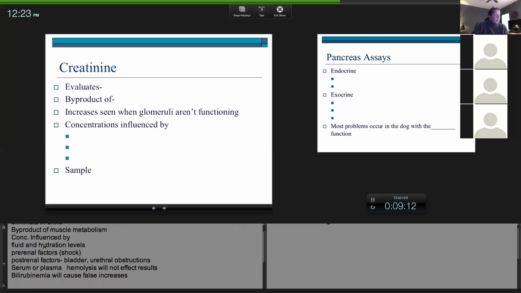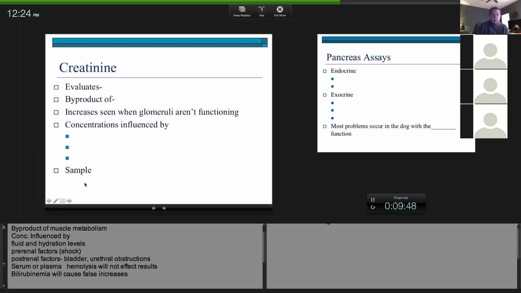Fluid and hydration levels can always influence these kidney values. So you evaluate for dehydration, also for overhydration, but also shock, and potentially bladder and urethral obstructions. Anything that obstructs the tube leaving the kidney can cause a backflow. Remember, urine shouldn't go backwards into the kidney, but if it does, that's going to affect the filtration, and the kidney can affect these results. It can be done on serum or plasma.